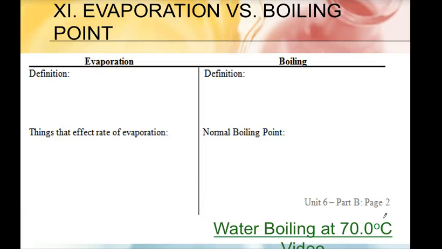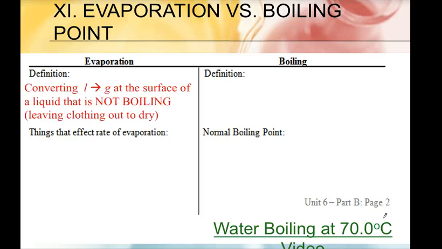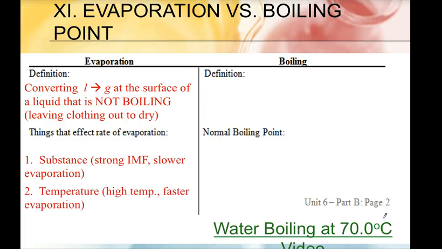Okay, so let's look at the difference between evaporation and boiling. They are the same phase change. They're both going from a liquid to a gas. One's occurring at room temperature, and the other one is occurring at a much higher temperature. So what affects how fast something evaporates? Well, we already know it's intermolecular forces, the temperature, and the surface area.